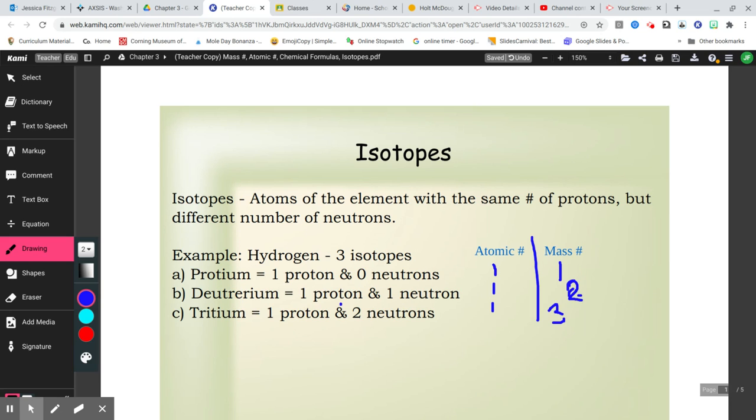If you're looking at nuclear reactions, that's a whole new ball of wax. Mass number is what's going to be different. So we have the mass of 1, 2, and 3 because your number of neutrons, they are different. We have 0, 1, and 2.